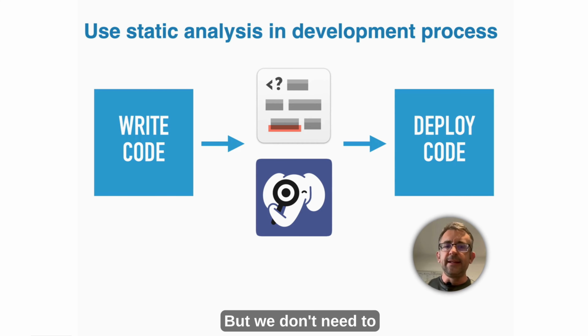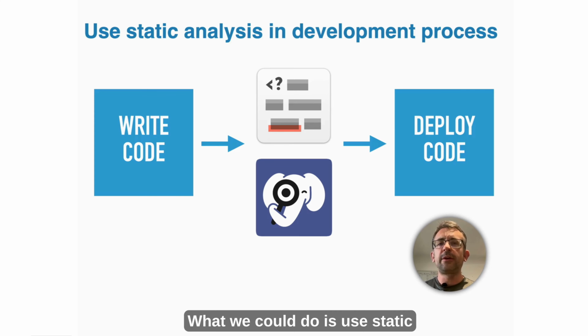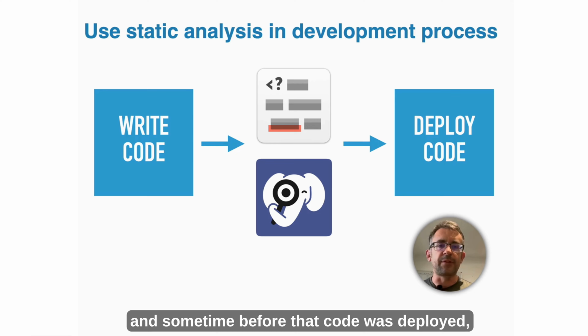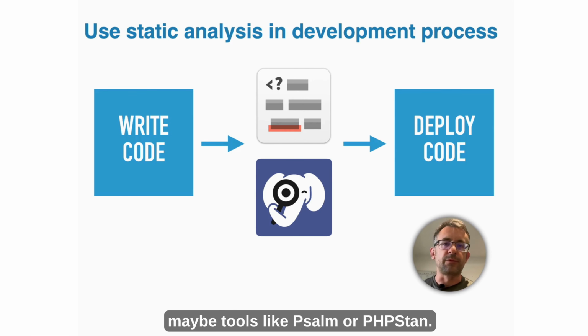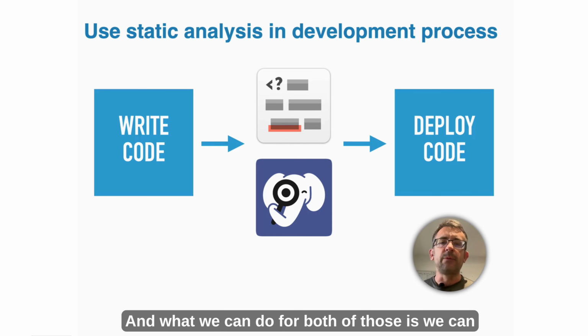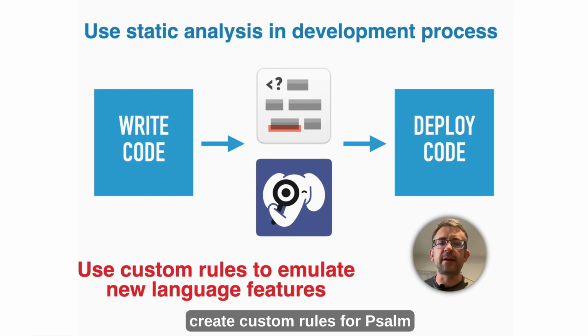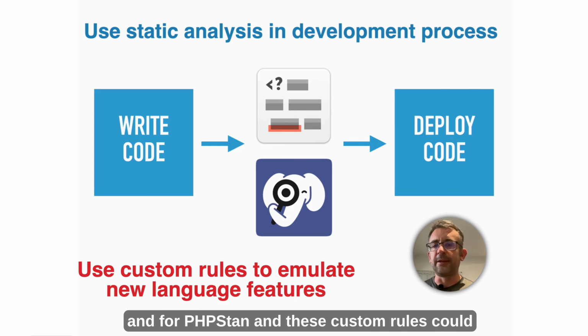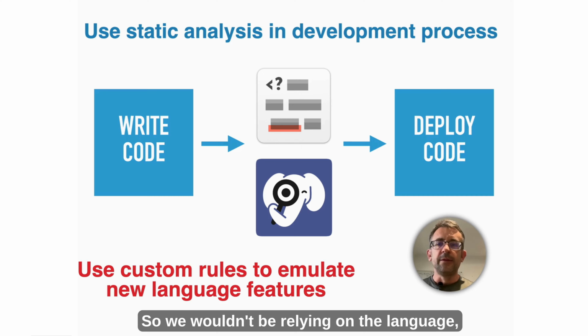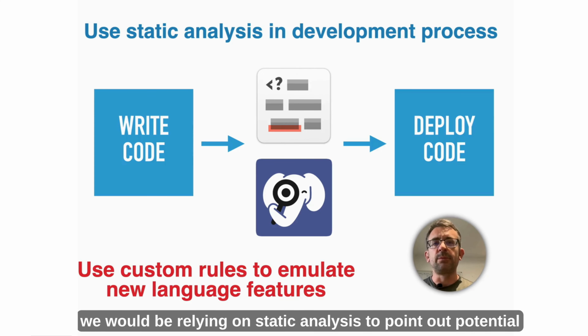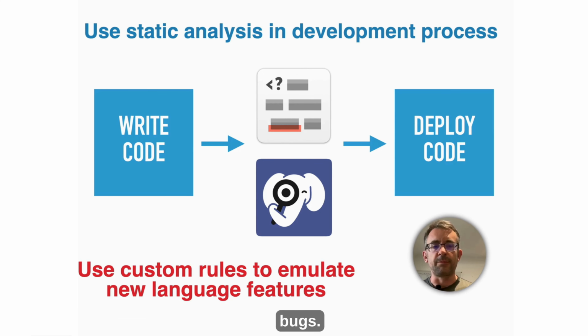But we don't need to modify the language. What we could do is use static analysis. Ordinarily we would write our code, and sometime before that code was deployed, ideally with every build or even just as you're working away on your code, we would use static analysis tools, maybe tools like Psalm or PHPStan. For both of those we can create custom rules, and these custom rules could emulate new language features. So we wouldn't be relying on the language, we would be relying on static analysis to point out potential bugs.